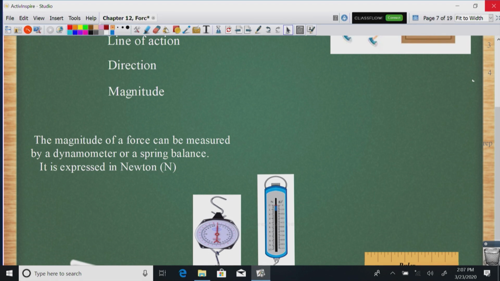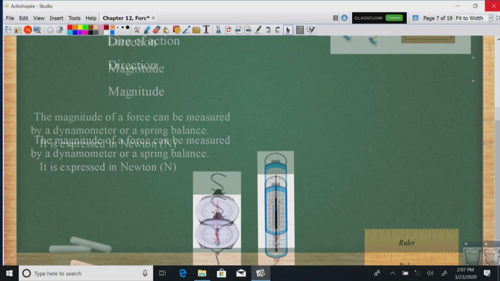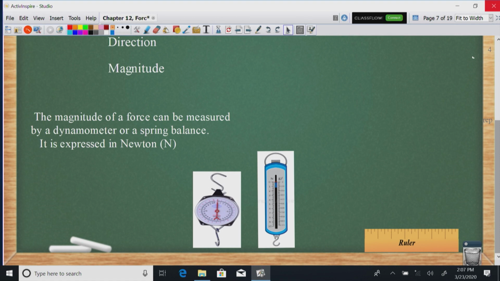So when we want to measure the magnitude of a force, we can use a device called the dynamometer or a spring balance. Here they are. A spring balance is like the scale we sometimes see at the grocery store. Okay? Or in such a shape. So these are dynamometers or spring balances. And anytime we talk about a force, it is expressed in Newton. The SI unit of a force, the systematic unit of a force, is the Newton, after the scientist Isaac Newton.